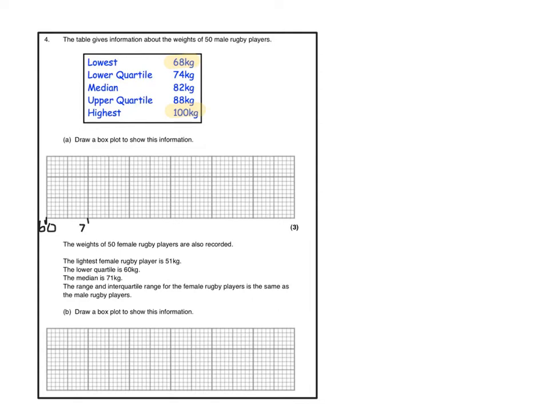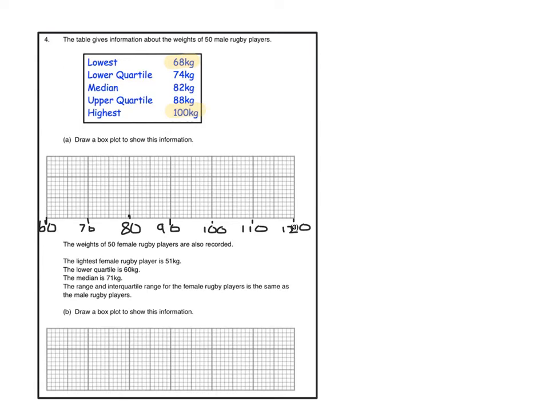So this would be 70, 80, 90, 100, 110, and this would be 120. Okay, let's mark things on. So we've got the lowest is 68, so that would be here.